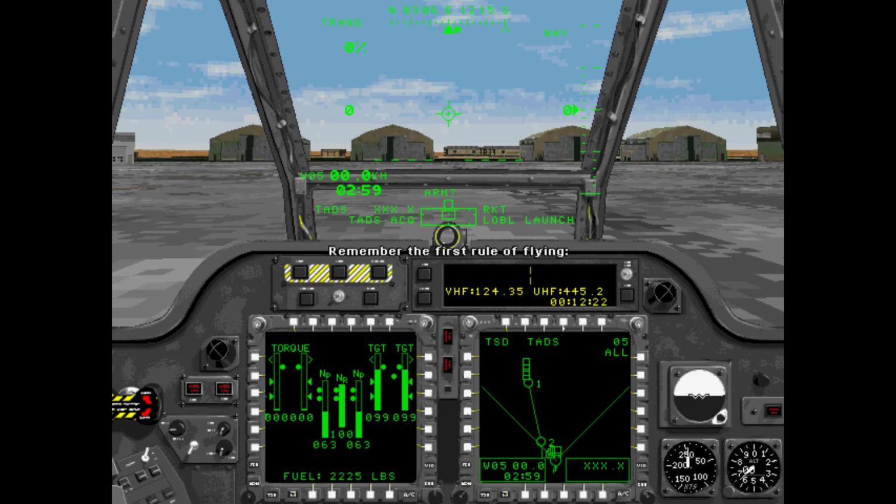Good landing. Remember the first rule of flying. Always make your number of landings equal your number of takeoffs.